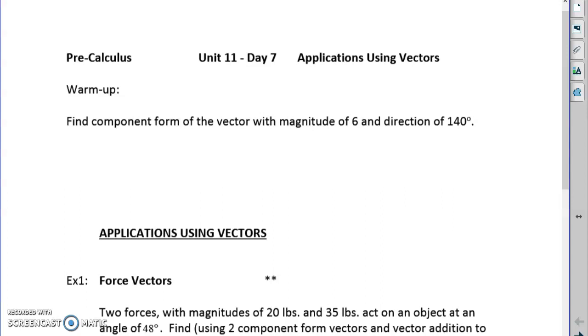Okay, Unit 11, Vectors, Day 7. We're going to use all our knowledge of vectors so far, including how to do operations to obtain some vector resultants, but with some applications to them. Let's take a little warm-up.